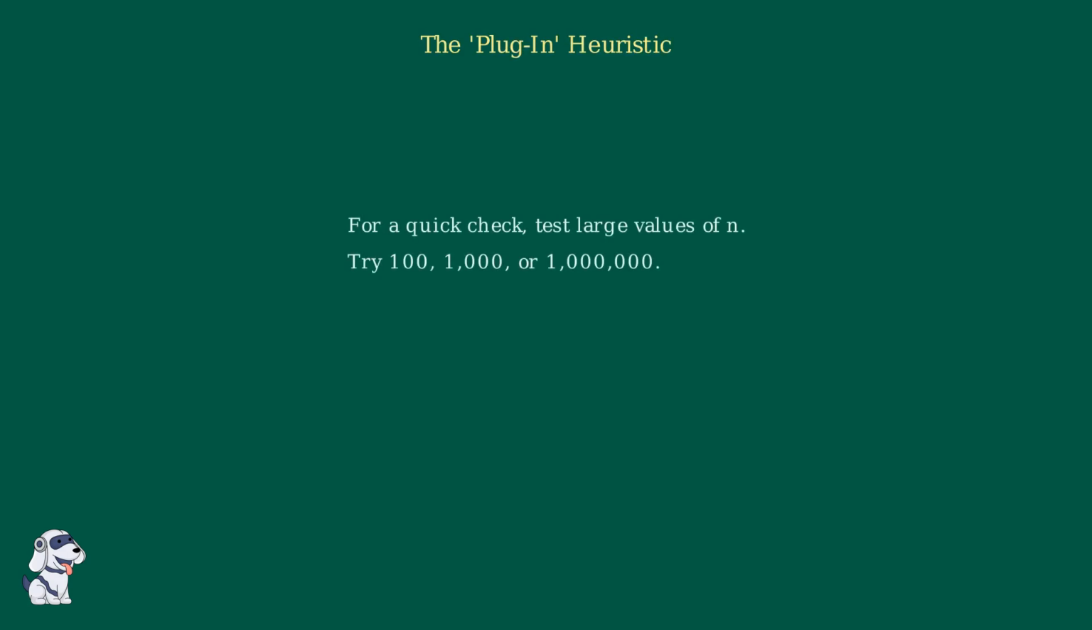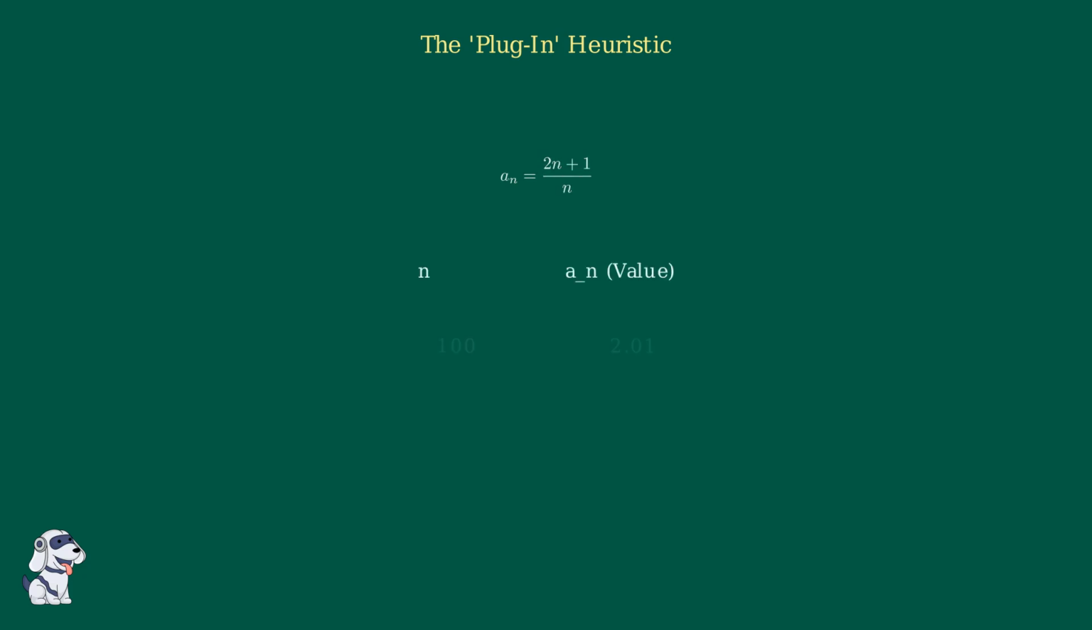The plug-in heuristic is a simple, powerful tool for your mathematical toolkit. When you want a quick sense of whether a sequence converges, simply plug in very large values for n. Let's look at this sequence. As n grows larger, notice how the result gets closer and closer to 2. This suggests our limit is 2.